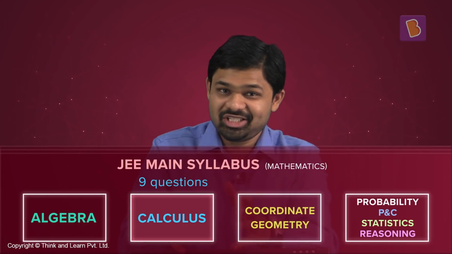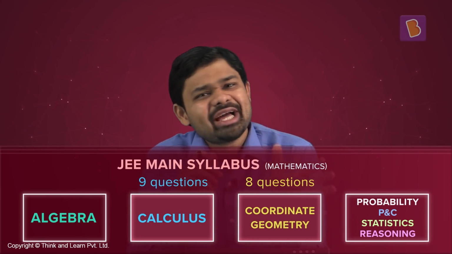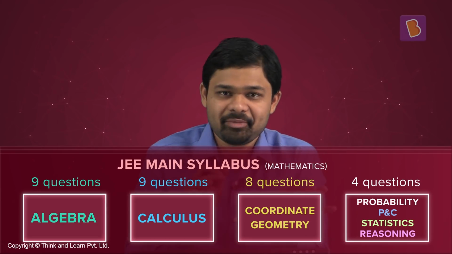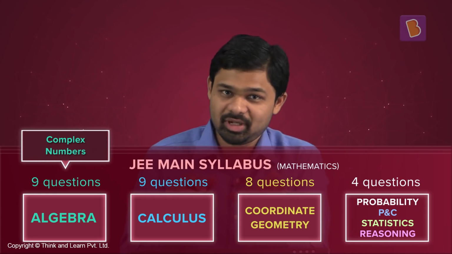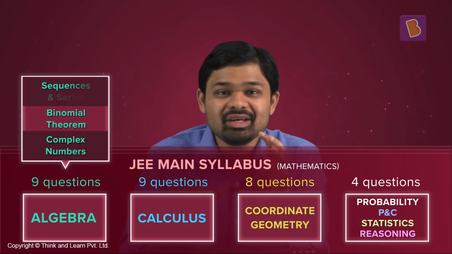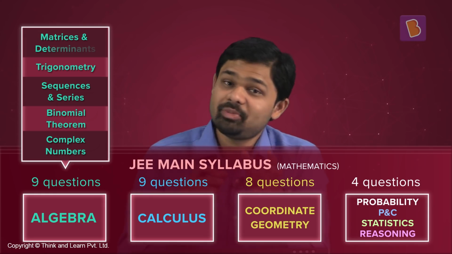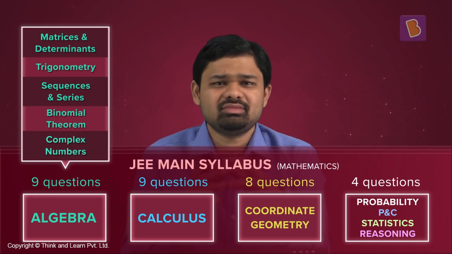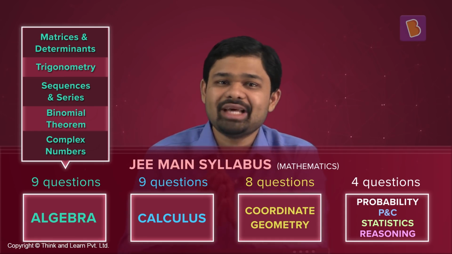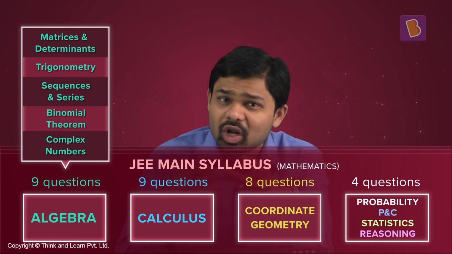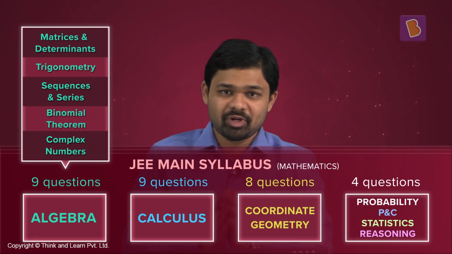There were 9 questions from calculus, 8 questions from coordinate geometry, and a staggering 9 questions from algebra. When I talk about algebra, I am talking about chapters such as complex numbers, binomial theorem, sequences and series, trigonometry, and also matrices and determinants. So these are the wide variety of chapters which I'm calling under one section called algebra. Questions from inequalities too, if they appear, I will put under the section of algebra.